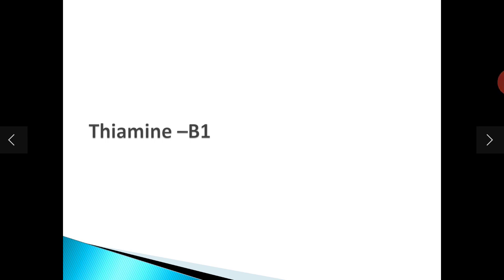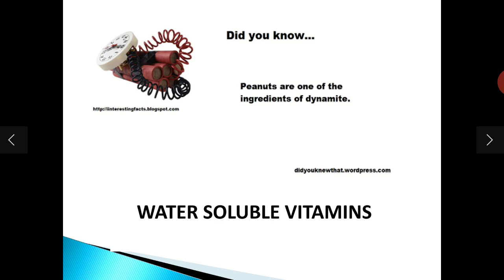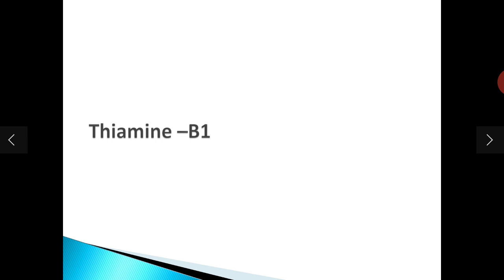So today we'll be learning about the water soluble vitamins. You all know the vitamins are classified into two, that is fat soluble and water soluble. So we'll be learning about the water soluble, and look at this slide. It's showing something. You just do a research on it and let me know whether it is true or not. Coming to the vitamins, as I said, the water soluble vitamins are again two types: one is B complex and another one is non-B complex.